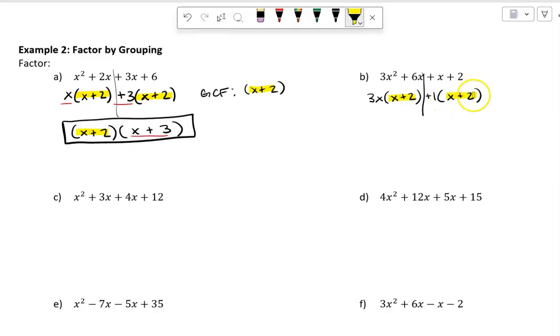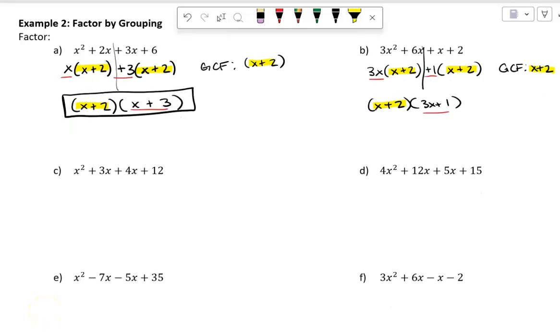And now we can see that we do have a GCF of x plus 2, which will come out to the front. And our leftovers, 3x plus 1, go in my other factor. So again, we had a GCF of x plus 2. It comes out to the front, and our leftovers go right next to it.